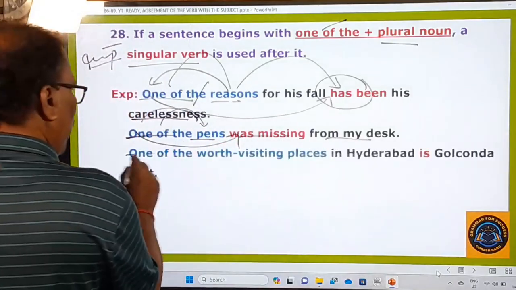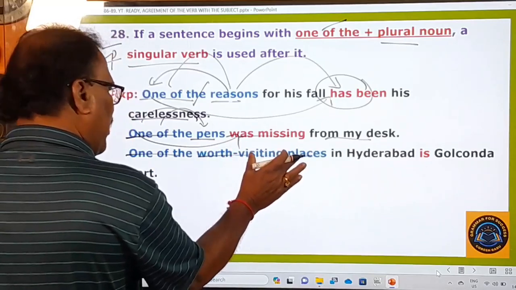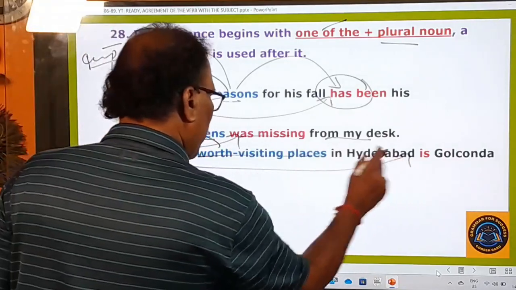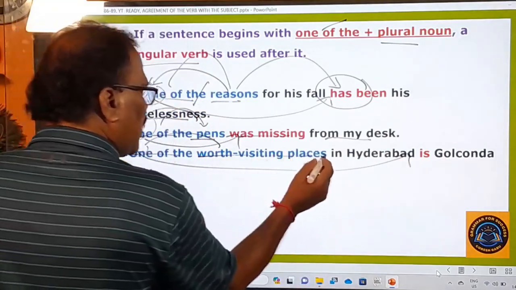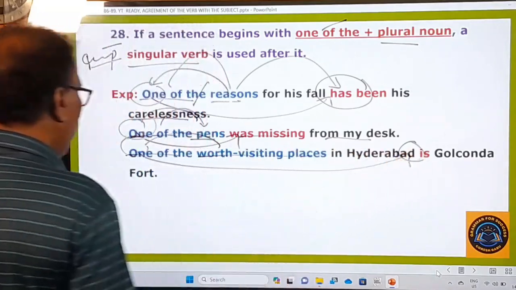Okay. One of the worth visiting places. There are so many worth visiting places in Hyderabad. So one of them. This one is indicating only plural. This is the subject. So that's why we have to use a singular verb. One of the worth visiting places in Hyderabad is Golconda Fort.